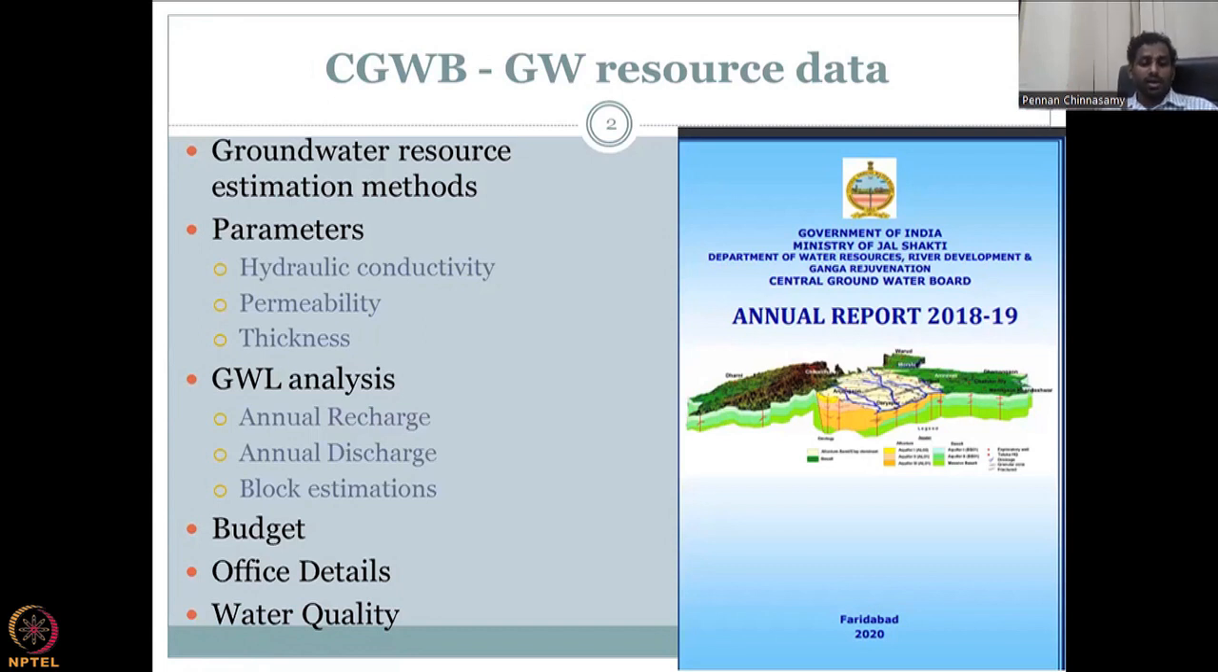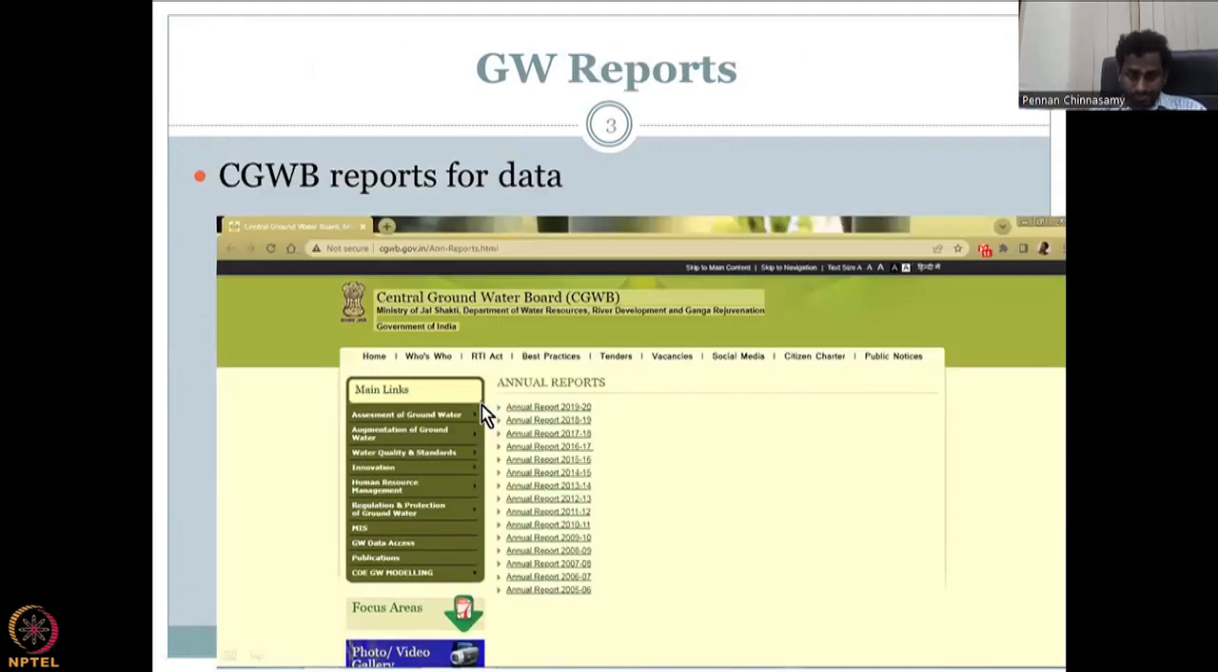So coming back, all the other data that is available is water quality data from these groundwater reports, which are also very, very handy when it comes to understanding the groundwater change. So the groundwater reports are kept in this kind of an archive. We will go through this.